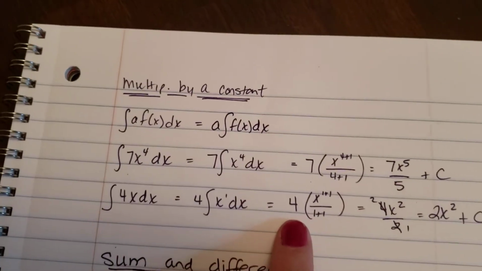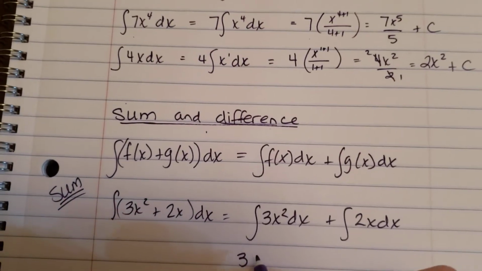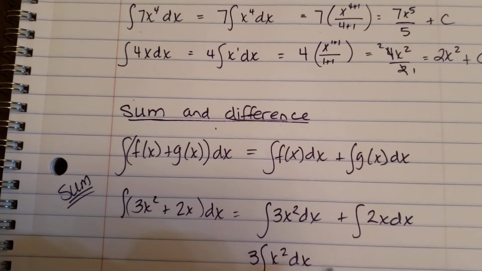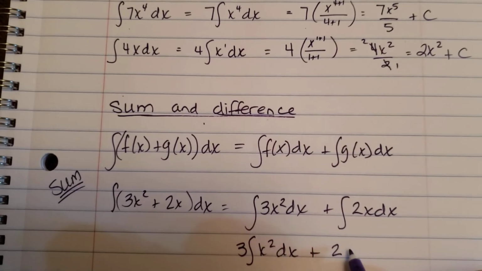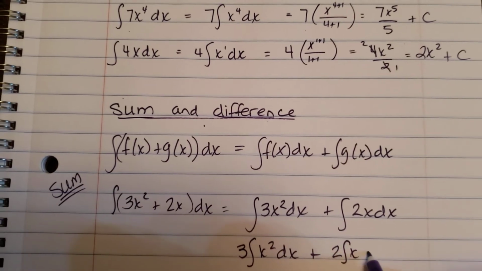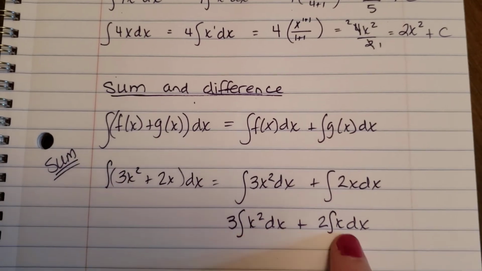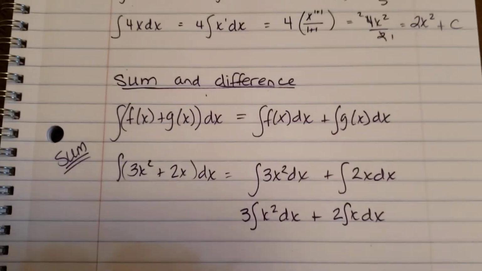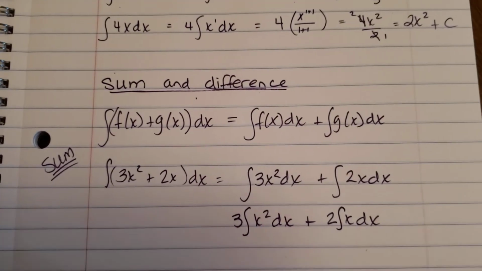I'm going to follow my multiplying by a constant rule, and I'm going to pull out that 3. And then I'm going to come over here and pull out that 2. And I'm just going to do the integral of my variable. I'm not going to worry about the constants, they're outside now.